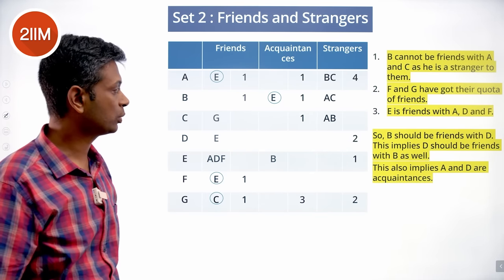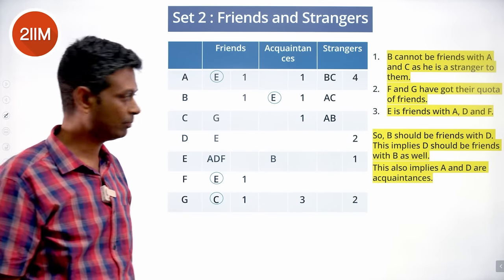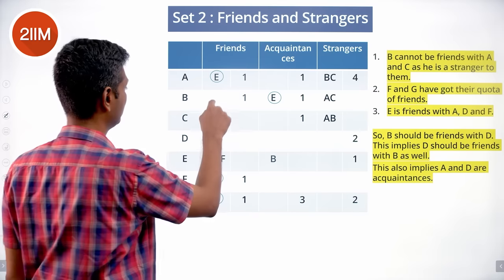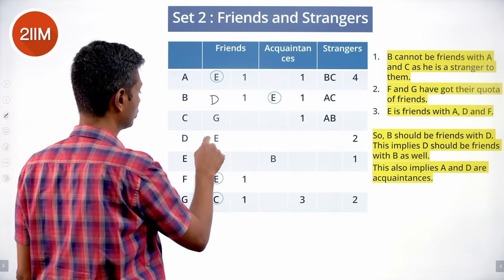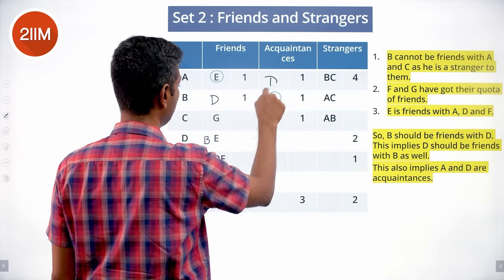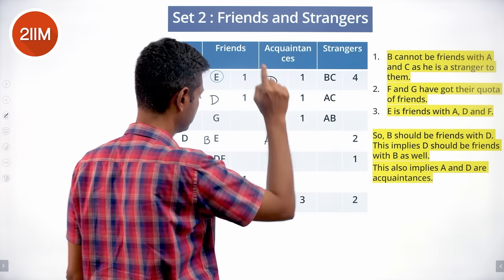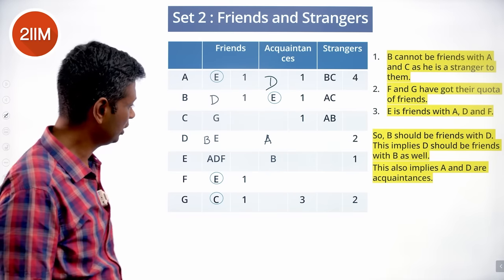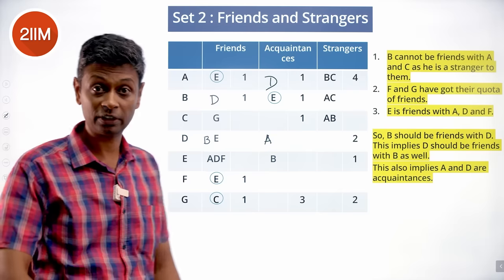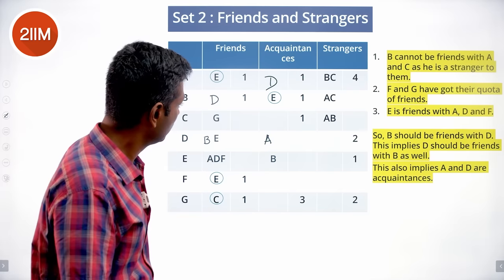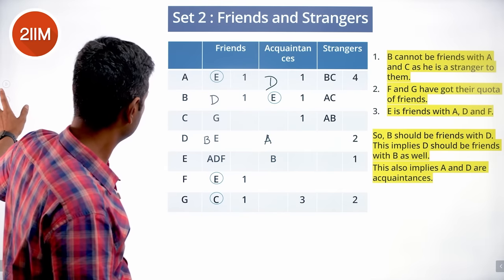So B should be friends with D. This implies D should be friends with B as well. So D goes here, B goes here. This will be D, and A would sit here. Nice, wonderful. Let's see if we can build further on this.